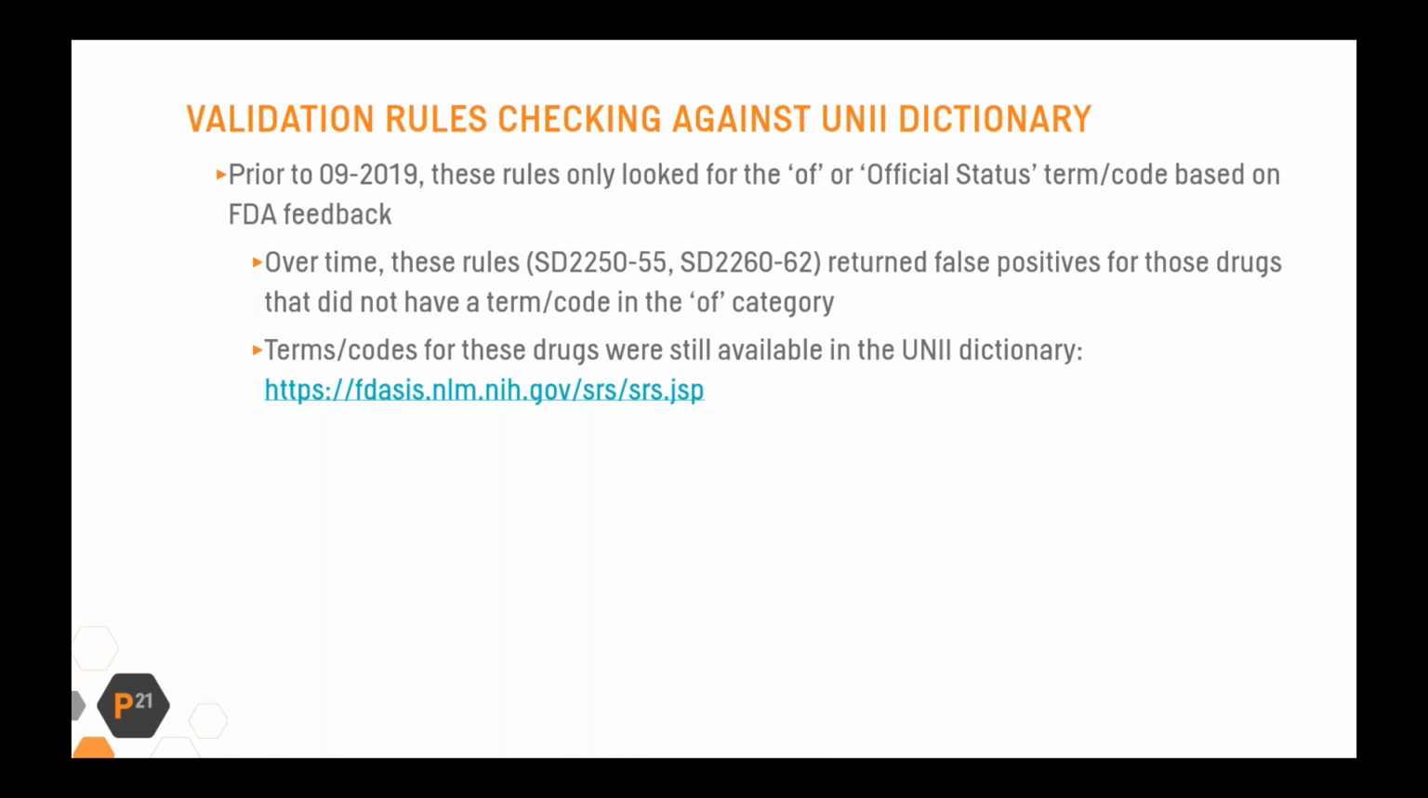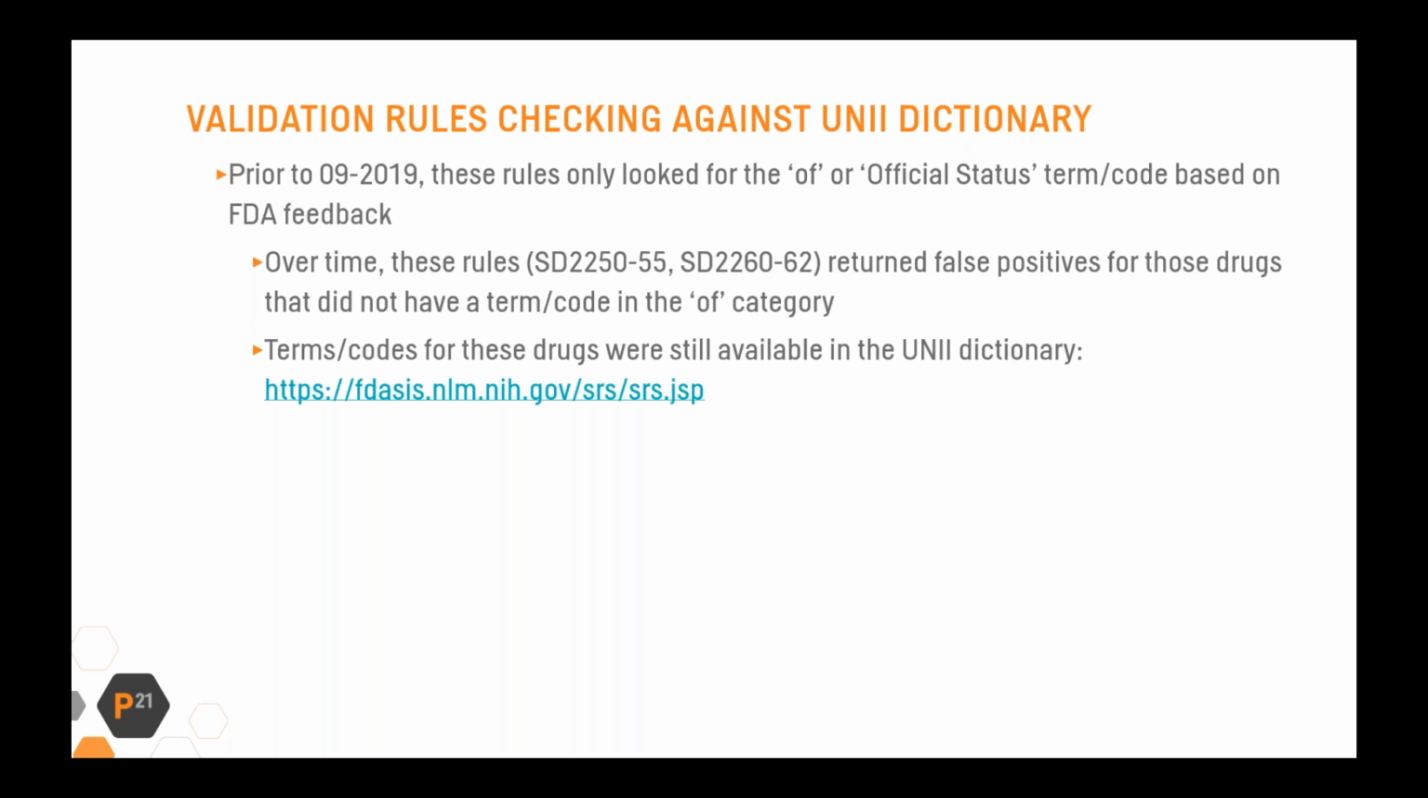So prior to September 2019, these rules were only looking for the OF or the official status term code based on FDA feedback. And so over time, these rules, those for the cur-treat and com-treat parameters, as well as the treat parameters, sometimes they return false positives for drugs that did not yet have a term and code in that OF or official status category.